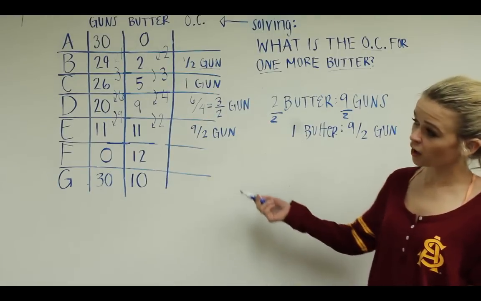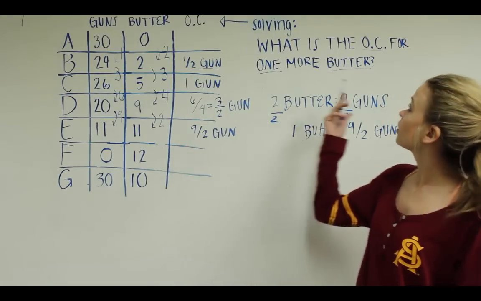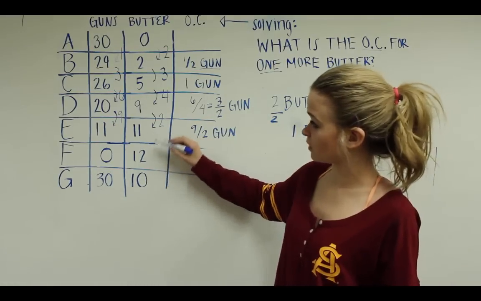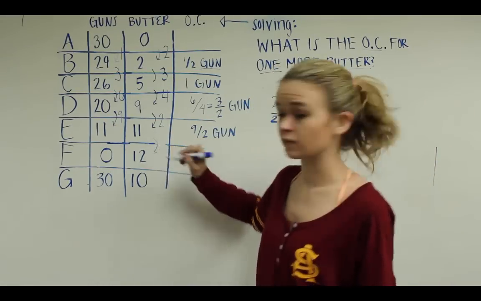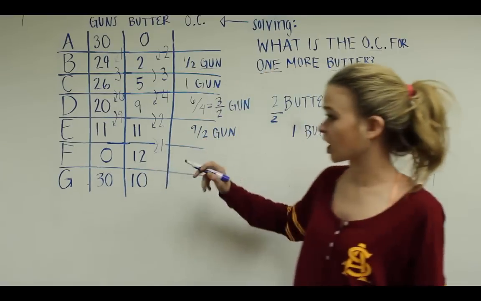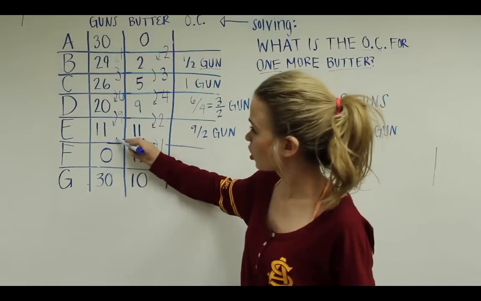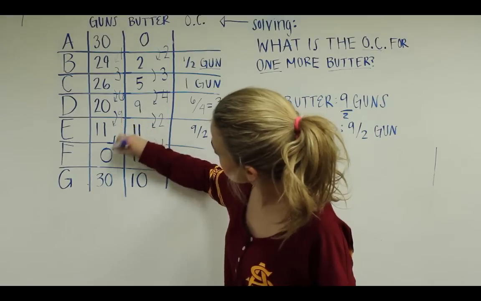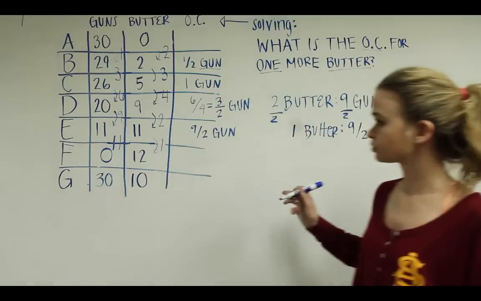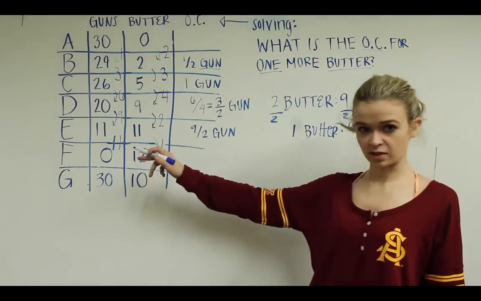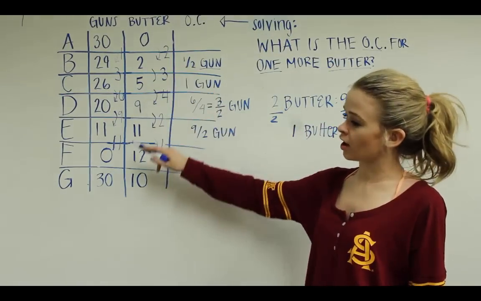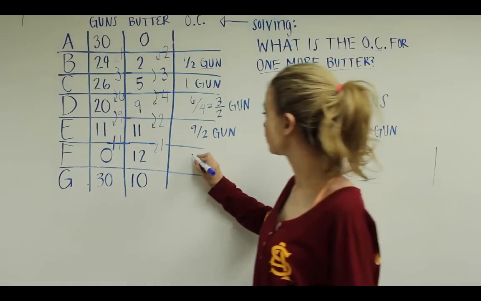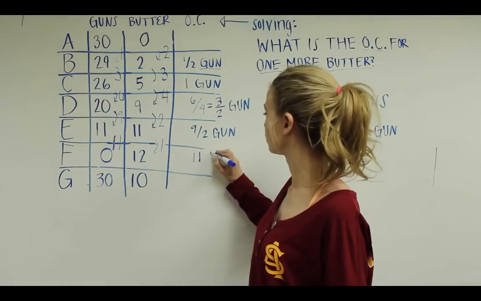All right, so for one final interval, moving from E to F, what is the opportunity cost for one more butter? Moving from 11 to 12, we have a gain of 1. And moving from 11 to 0, we have a loss. Sorry about that. We have a loss of 11. So this is a fairly easy one. If we divide our losses 11 by our gains 1, 11 divided by 1, that's 11 guns.